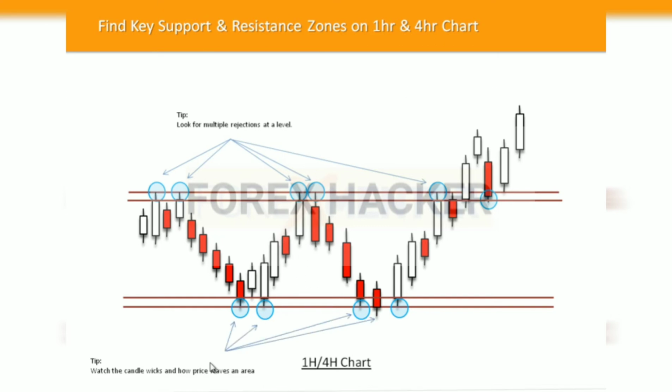And we watch the candle wicks and how price leaves an area. So we're also watching for serious rejection around an area. Here again, there's not major wick rejection here, but I do keep an eye on the wicks just to see that that's an area where we've got some larger order flow or institutional flows coming into the market.